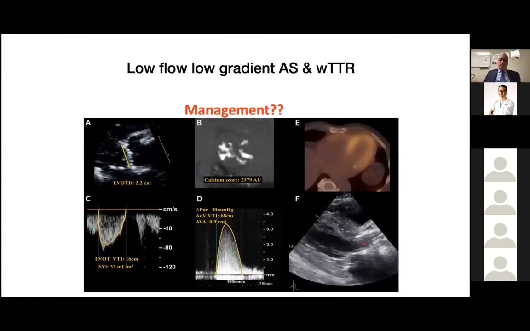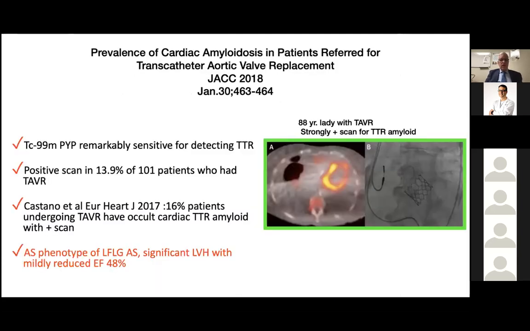Now, how do you manage these types of patients with low flow, low gradient AS? And what if they do have TTR? We're going to find this out with the study we're going to be doing. We will pick up some of these patients. Here's one study from Jack, who had a positive scan. They found that in patients who had a TAVI, up to 14%. Another study from Europe, 16% undergoing TAVI have occult TTR by looking at a positive scan. So this is where our trial is going to look specifically at that. And then what do you do with these types of patients?